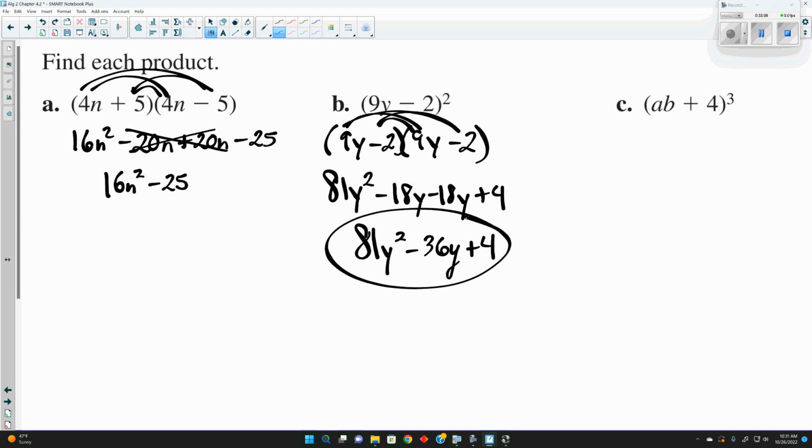Questions on any of these here? And again, with ab plus 4 cubed, we can do the exact same thing using the formula that they gave us to work it out that way, or we can multiply ab plus 4 times itself 3 times and get to our answer. Doing the shortcut.